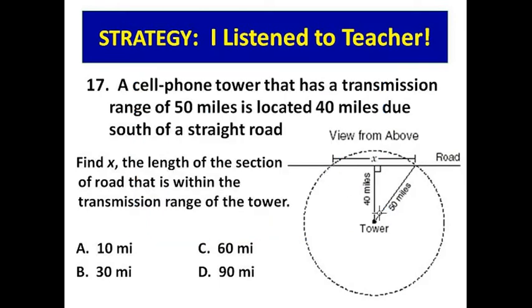Well, look what we've got going right here. We have got a 40 and we've got a 50. So, guess what this length right here has to be? That's right, that has to be 30. So the entire distance across here is going to be double that, or 60 miles. You can go back and double check that with Pythagorean theorem, and guess what answer you're going to get? That's right, answer C, 60 miles.